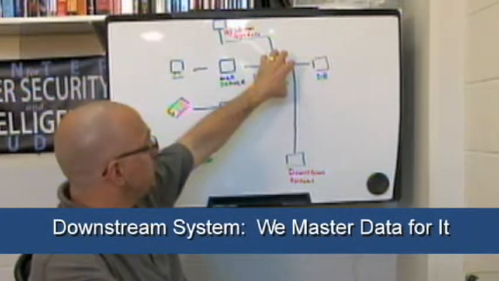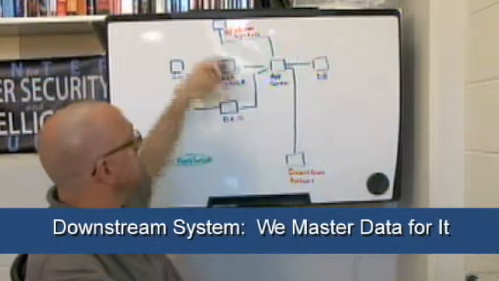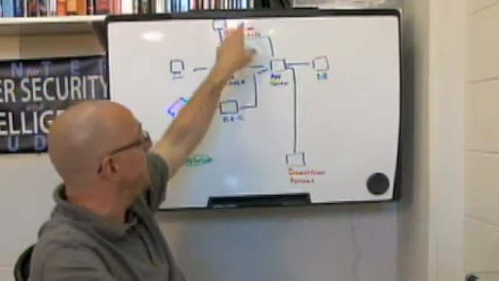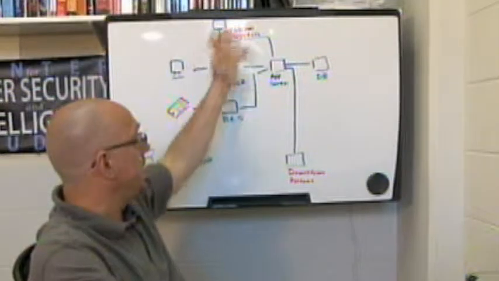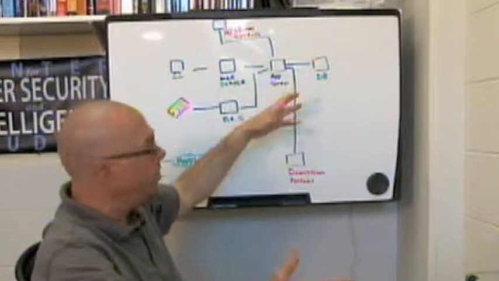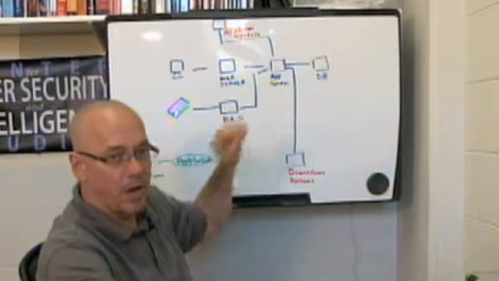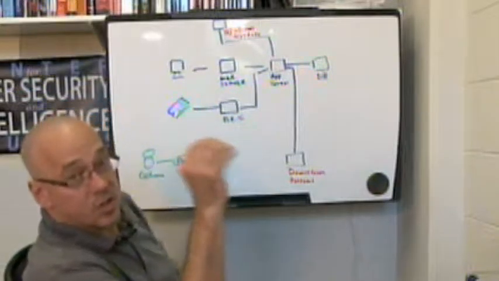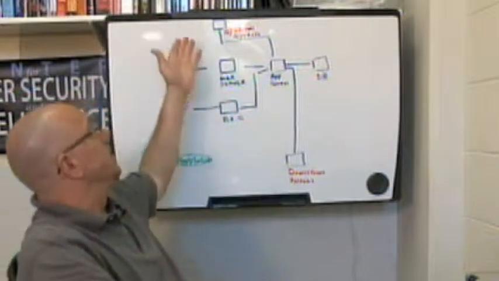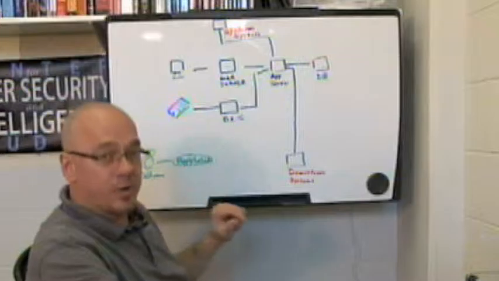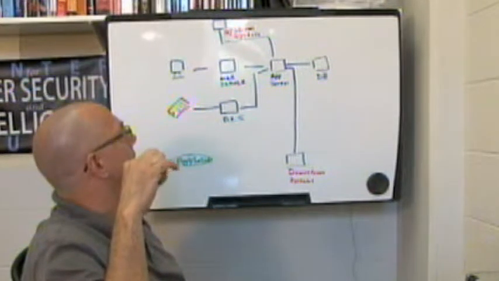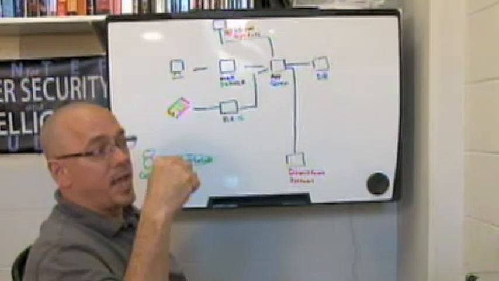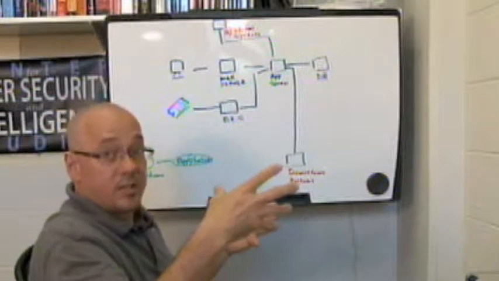So we master some data for this downstream system. This upstream system masters data for us, right? And it's necessary for us to do the job that we're trying to do here, right? There's our database that comes off of our app server. So an external dependency is an upstream system or a downstream system that we don't have control over and that we can't control, but that somehow will influence us, right?